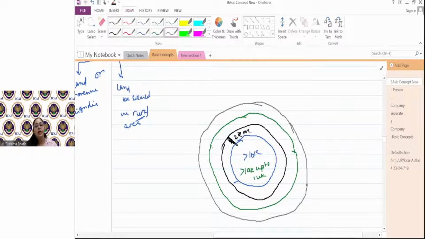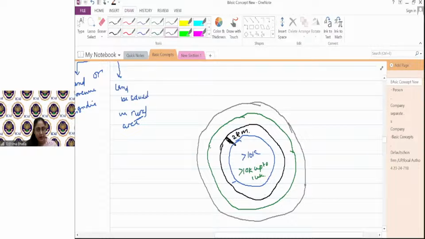So what did I say? Think of this blue area as the cantonment area. If this blue area's population is more than 10,000, then the land situated within 2 kilometers would also be classified as urban agricultural land. That means it is not a rural land, and that means you have to make income from farm building taxable.